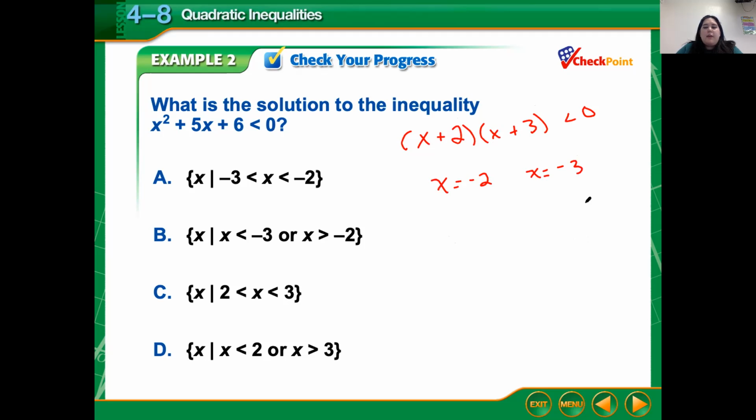So when we graph it, we do see that below zero it's between -3 and -2. So -3 is less than x, but x is less than -2. So our answer is A.